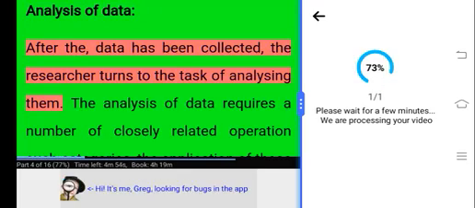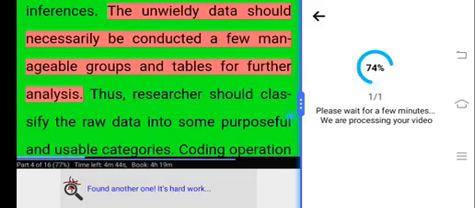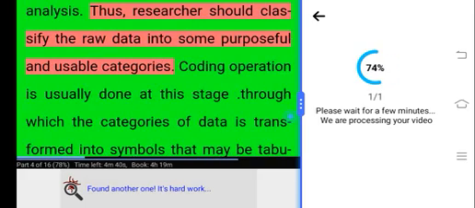After the data has been collected, the researcher turns to the task of analyzing them. The analysis of data requires a number of closely related operations, such as categories, the application of these categories to raw data through coding, tabulation and then drawing statistical inferences. The unwieldy data should necessarily be condensed into a few manageable groups and tables for further analysis. Thus, researchers should classify the raw data into some purposeful and usable categories.